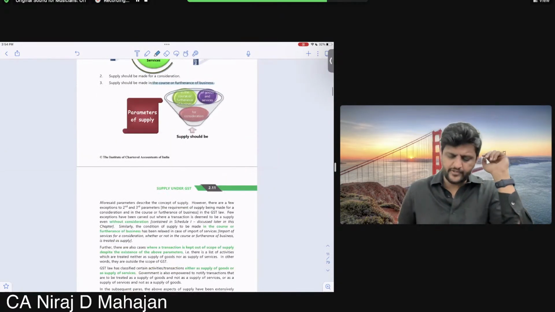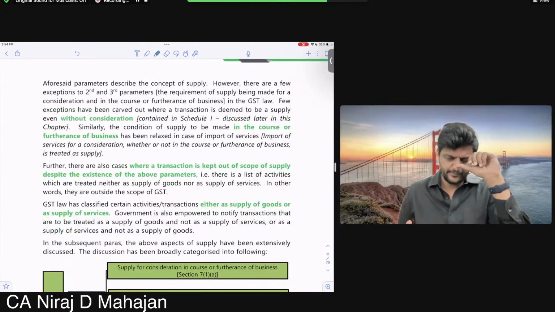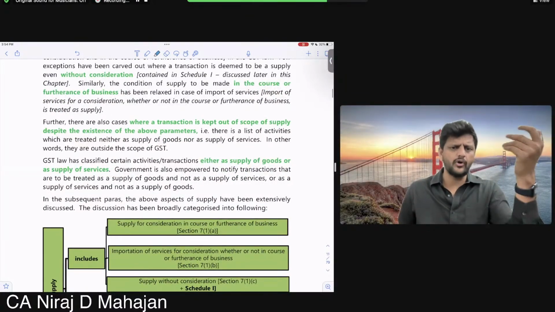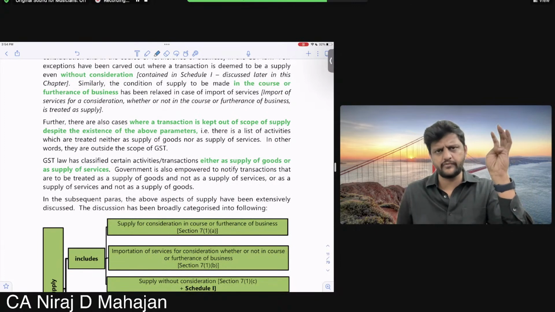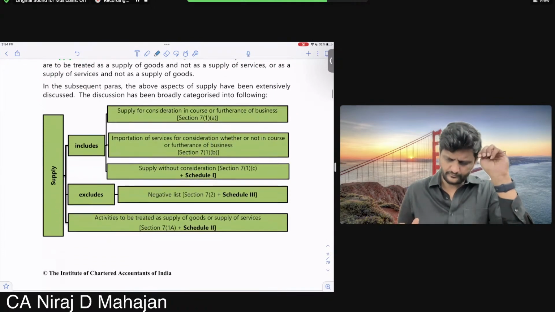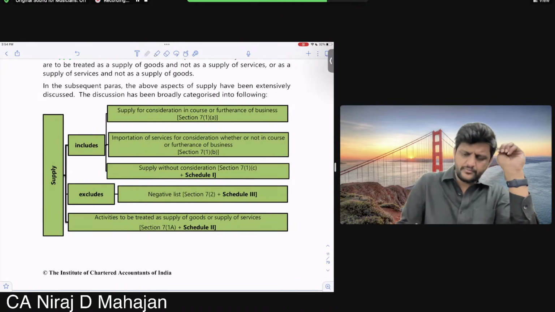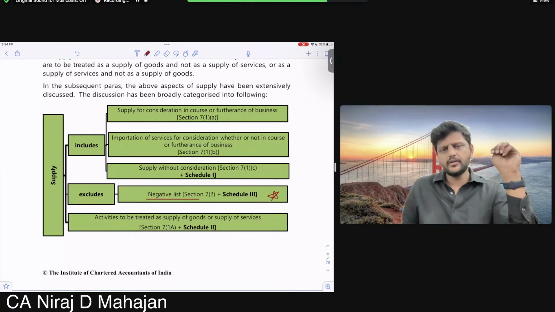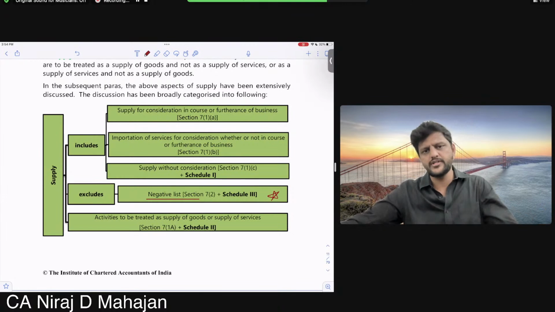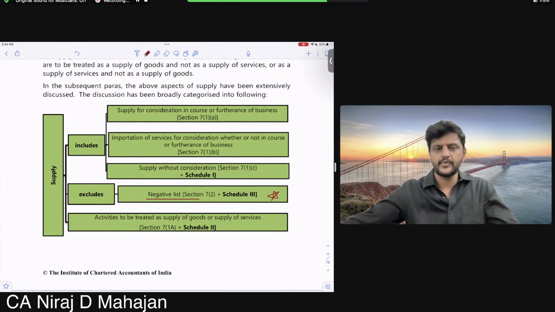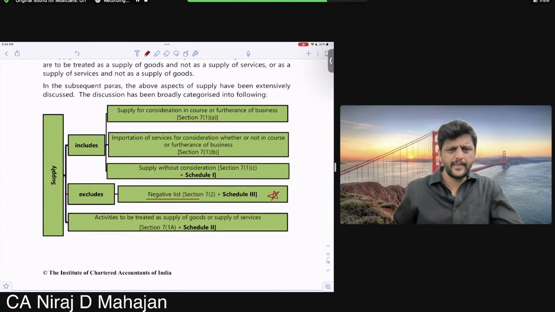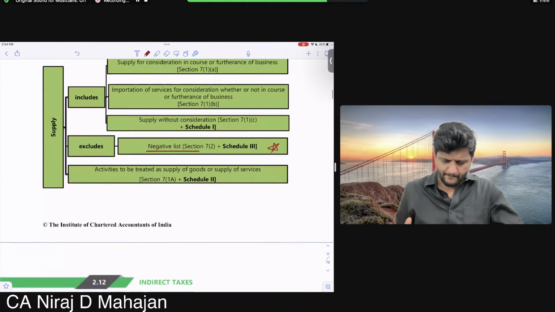So there can be a supply, बच्चों, even without consideration. Schedule 1. Clear? And there are certain items which are kept outside GST. Schedule 3. Some items on which no GST. Why? It is neither goods nor service. Schedule 3. Clear? Important. Underline this line. Negative list. Negative list means what? A list of those goods or services on which GST will not be applicable because it is neither considered as goods nor services. है ना? Understood? चलेगा? Is it okay? चलो.